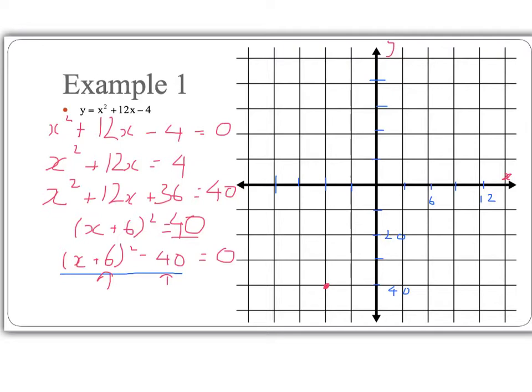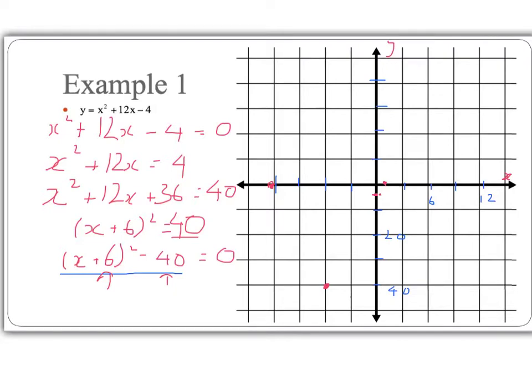Okay, now remembering our information from the previous slide, we know that we have a y-intercept at minus 4, which is going to be approximately here on the y-axis. And we know that the x-intercepts are going to be at minus 12.32, which is going to be approximately here. And that the other x-intercept is going to be at 0.32, which is over here, approximately.